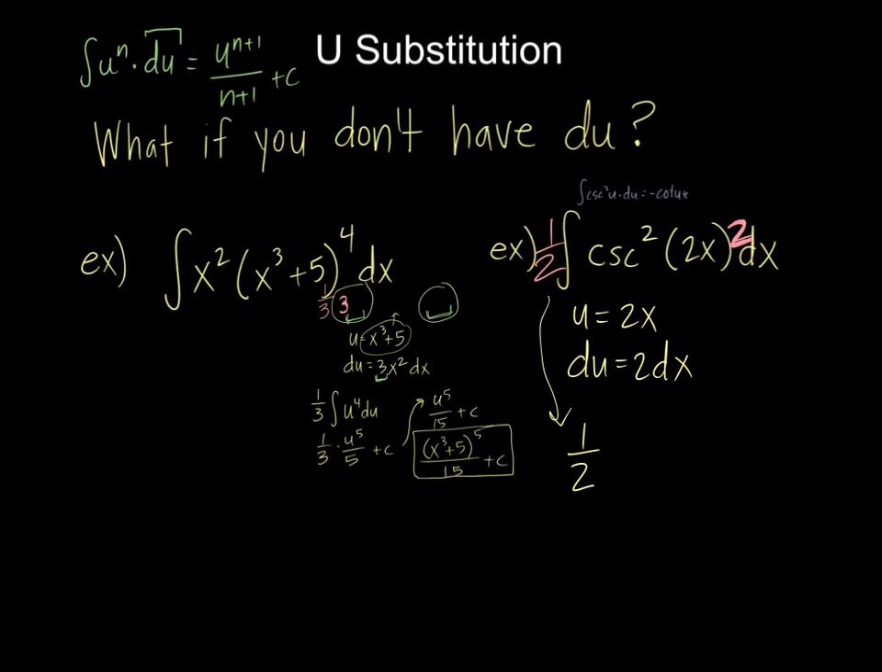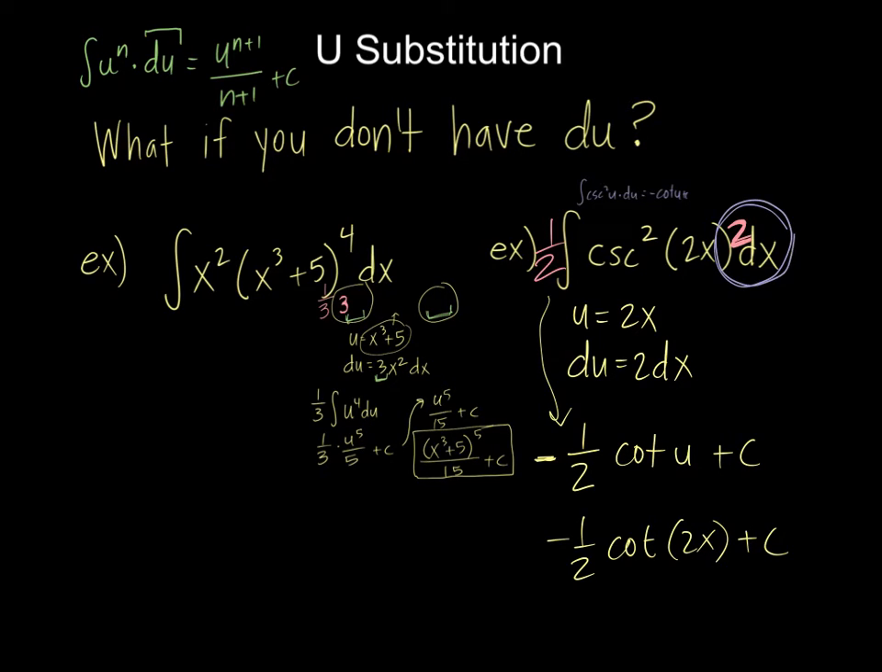The antiderivative of cosecant squared u du is negative, which I can put to the outside of the 1/2, cotangent of u plus c, or negative 1/2 cotangent 2x plus c. So remember, as the chain rule just made things like 2's appear out of nowhere, the U-substitution makes them vanish into nowhere, not part of our answer.